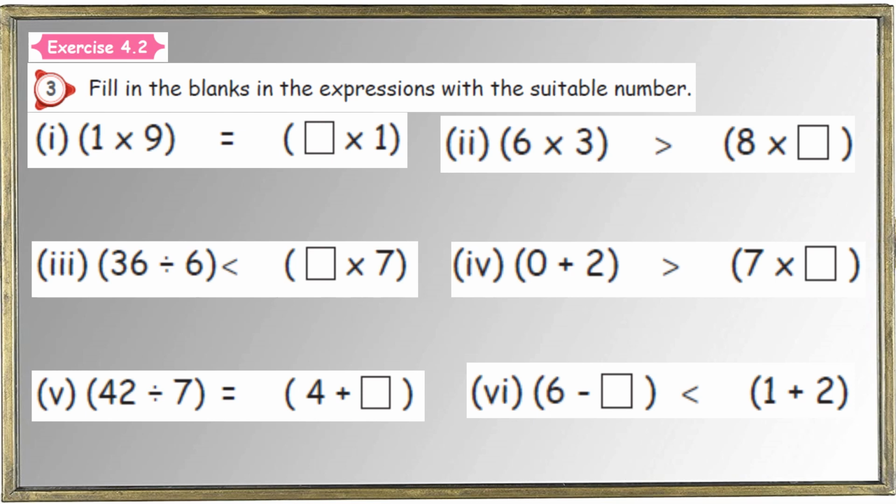Now third sum, fill in the blanks in the expression with the suitable number. This sum looks a little bit hard, but if you listen carefully, it will be more interesting. So just have a glance. First one, 1 into 9. Left side, 1 nine is 9, we get. But on the right side we have to multiply 1 with what number? That we don't know, isn't it?